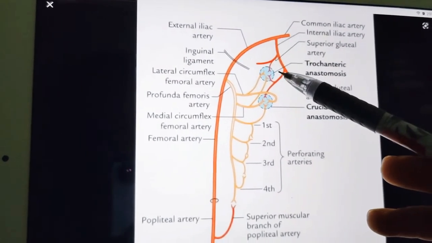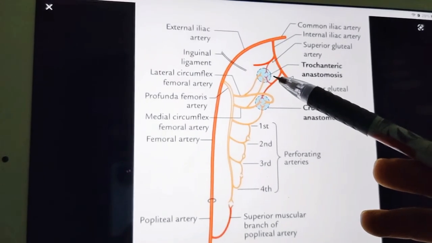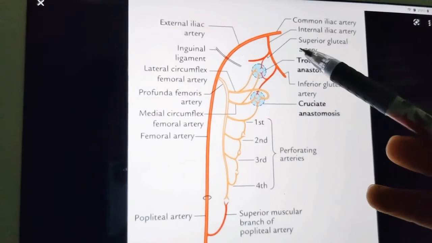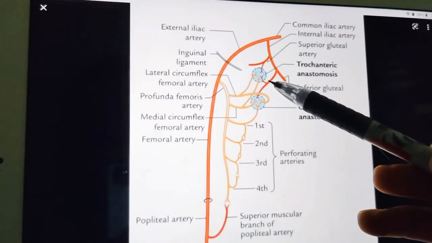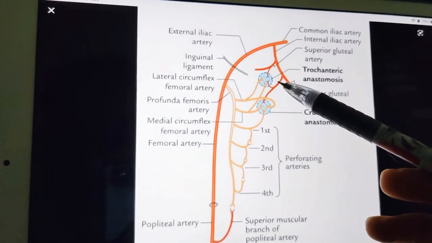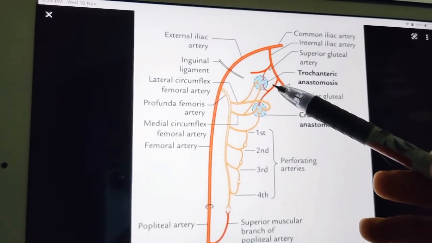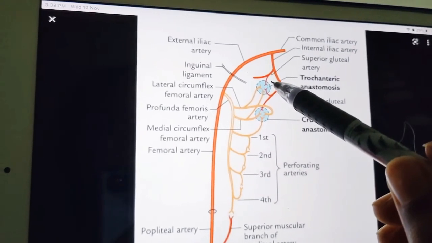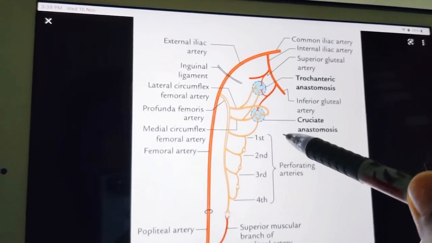It is formed by the inferior division of the deep branch of the superior gluteal artery. I already discussed that the inferior branch of the superior gluteal artery takes part in the trochanteric anastomosis. That one is here, and another one is the ascending branch of the medial circumflex artery. There is also the ascending branch of the medial circumflex artery.